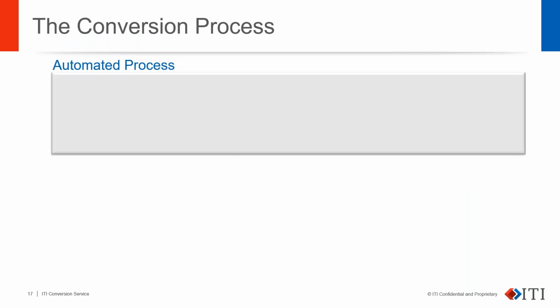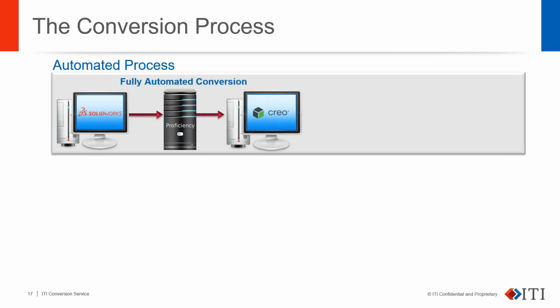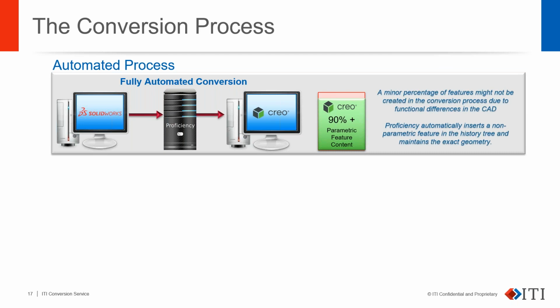So let's go over an example conversion process. So keeping that example going, you've got a SolidWorks fully parametric model, and you want to convert that over to Creo. So with the automated conversion, we typically see over 90% of the features coming across fully parametrically ready to go. However, you might have a minor percentage of these features which are out of the tolerances which we've set within Proficiency, and Proficiency will be very conservative when it comes to altering the geometry.